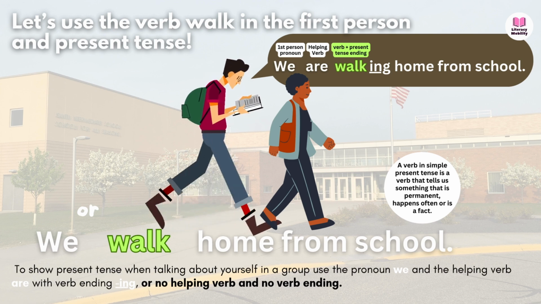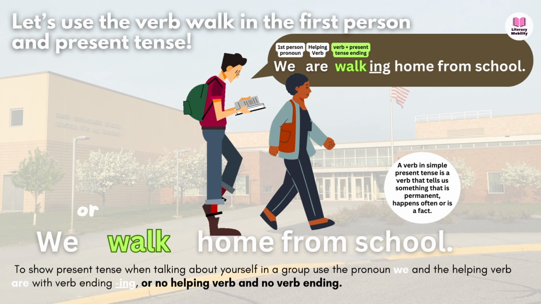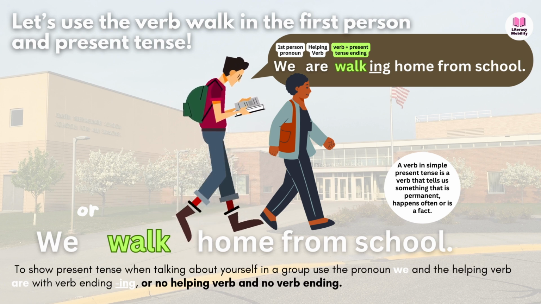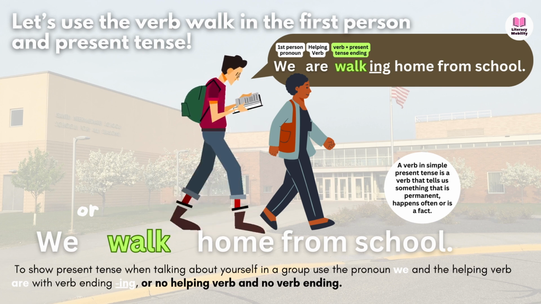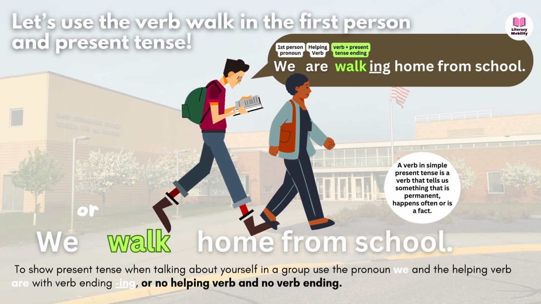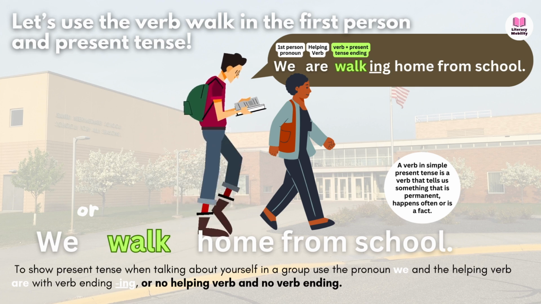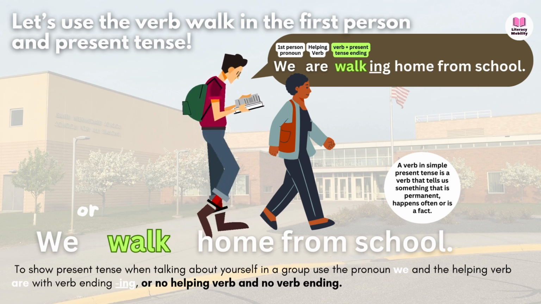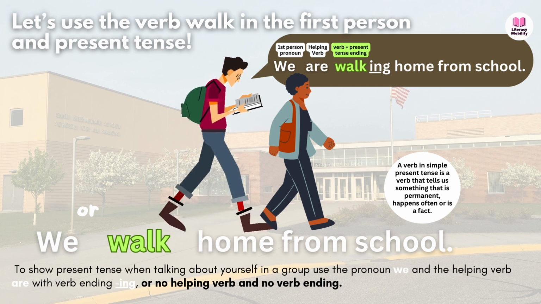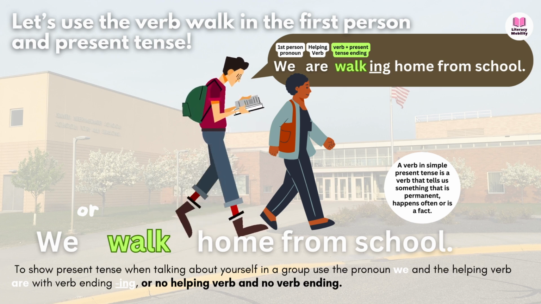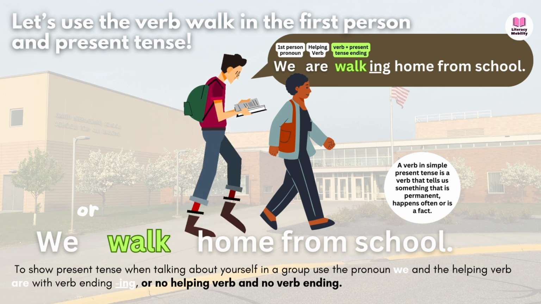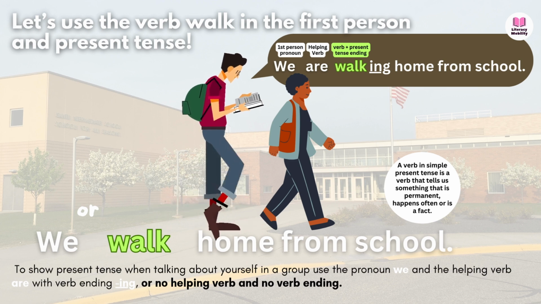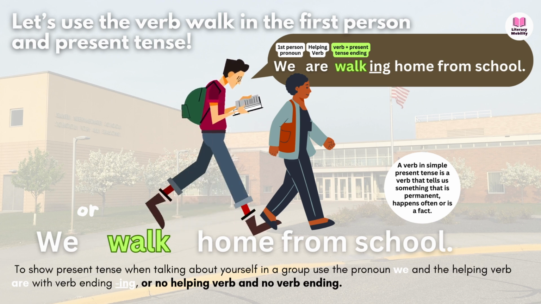Let's use the verb walk in the first person and present tense with the pronoun we. We are walking home from school. When talking about yourself in a group, use the pronoun we, the helping verb are, and the verb ending ing. If you are stating something that is permanent or happens often, you can simply say, we walk home from school, with no helping verb and no verb ending.